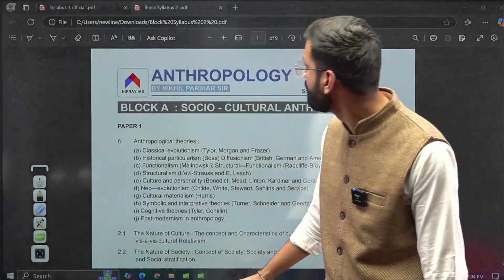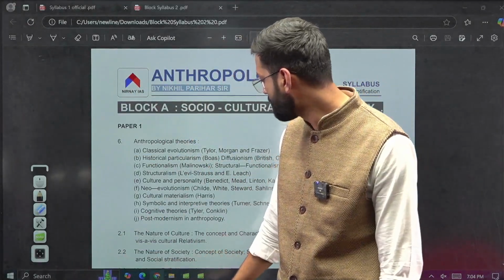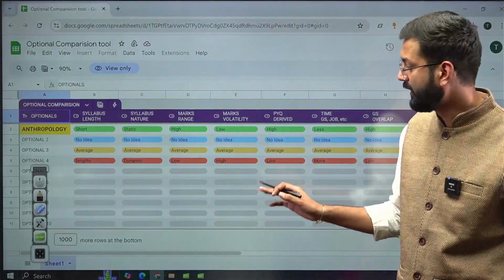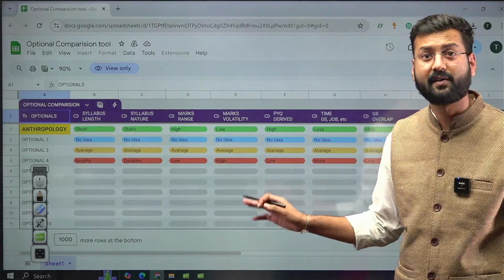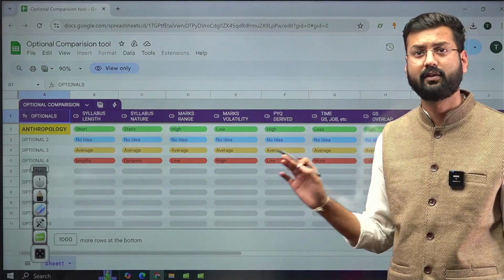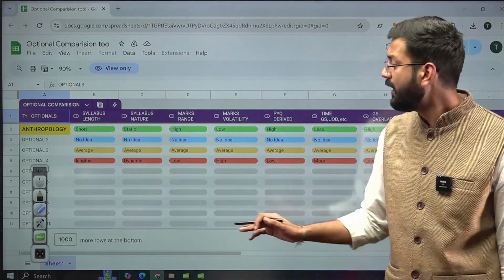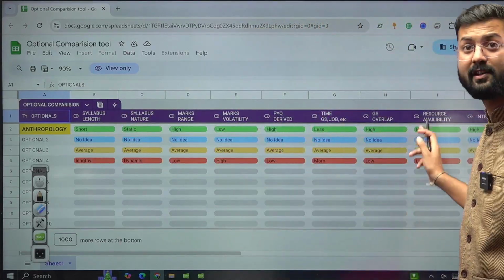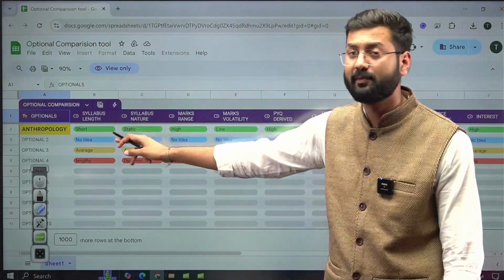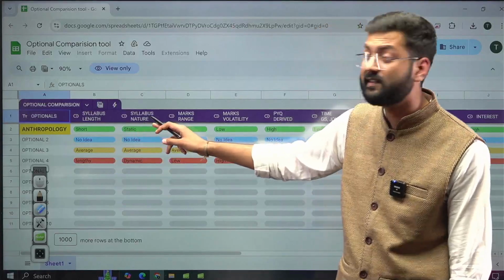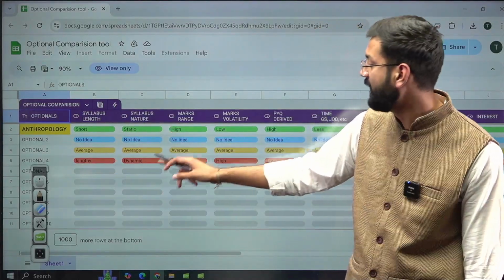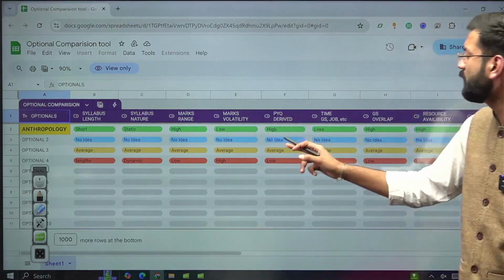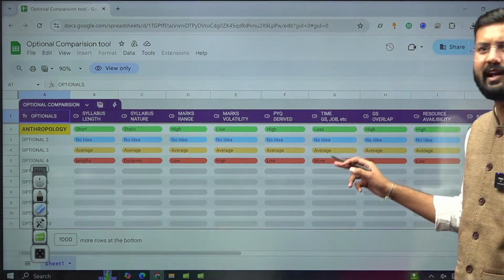You can see here the optional comparison tool, the link of which you can get in the bio. I have written down all the criteria you should keep in mind while choosing your optional. What is the length of the syllabus? Is it short? Is it lengthy? What is the nature of the syllabus? Is it static? Is it dynamic? What is the range of marks? Is it high? Is it low? Marks volatility, PYQ derived, how much time you will get, and everything.